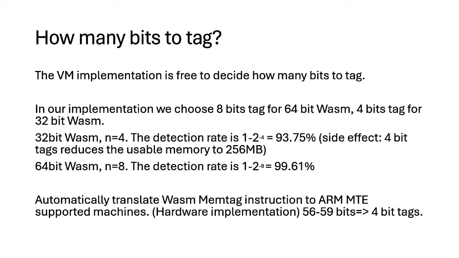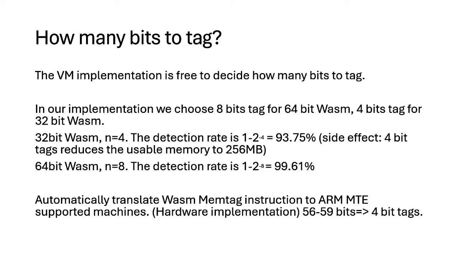So how many bits to tag? Well, the VM is free to decide how many bits to tag. In our software implementation, we choose 8 bits for 64-bit WASM and 4 bits for 32-bit WASM. For 32-bit WASM, we just put the tag in the top 4 bits of the pointer.